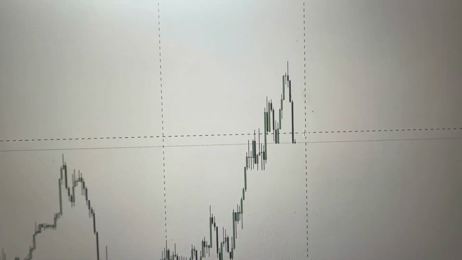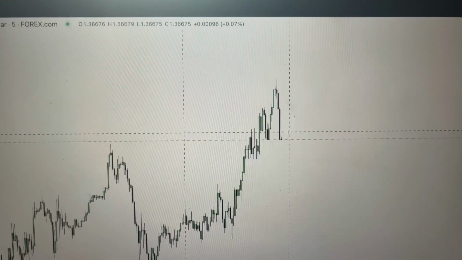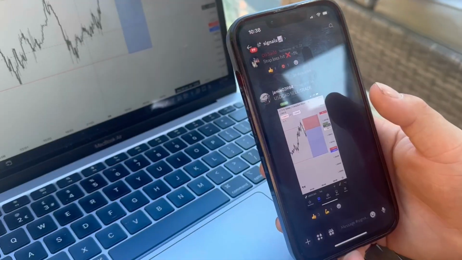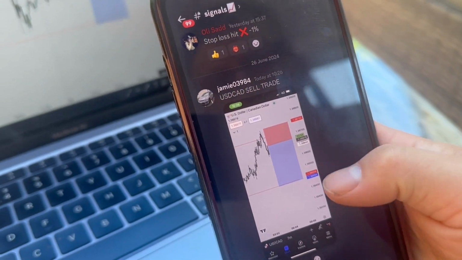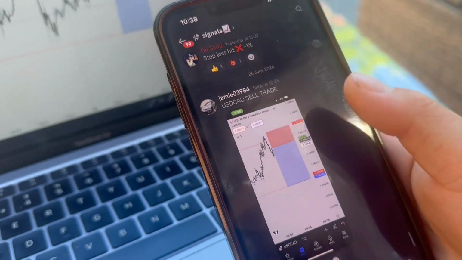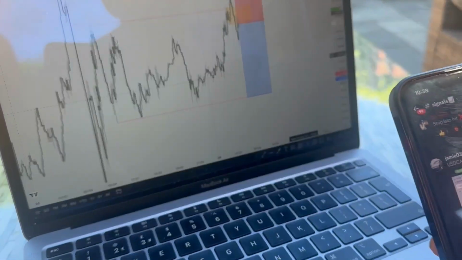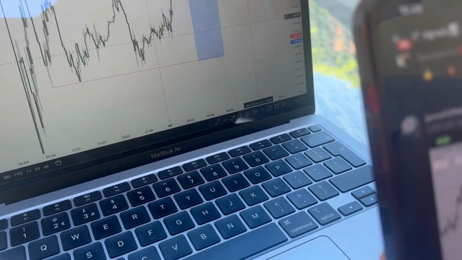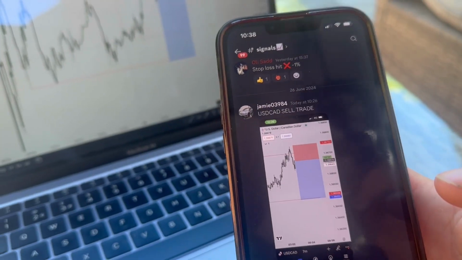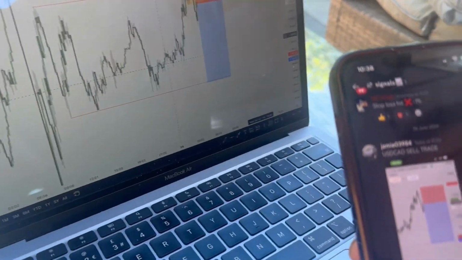Yeah, if we get the entry, I'll show you. We'll send it out into the group, and you'll see all of that. Alright guys, so we sent out a USD CAD sell trade, as you can see on the laptop. Here it is. We managed to get the entry, and it's at break even right now, but people are in the trade, and hopefully we can get a drop on this.